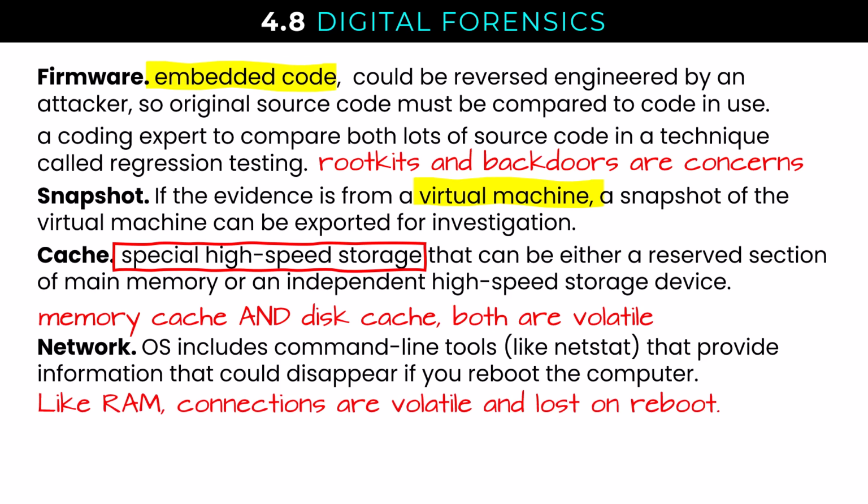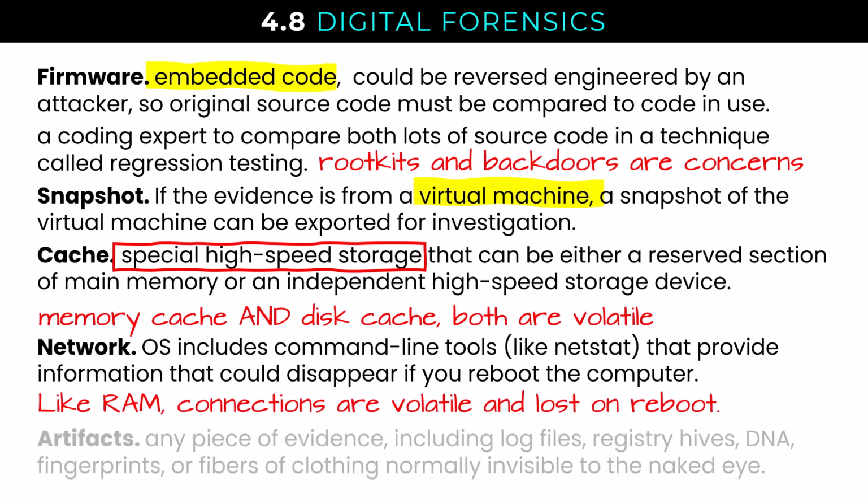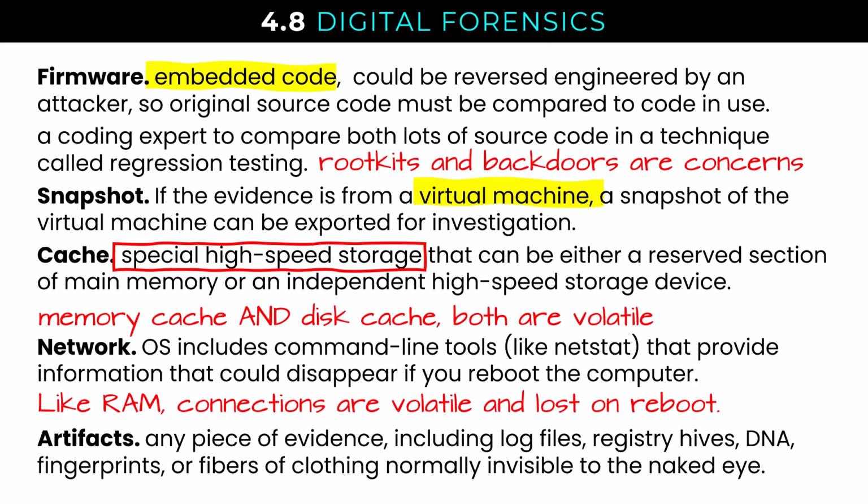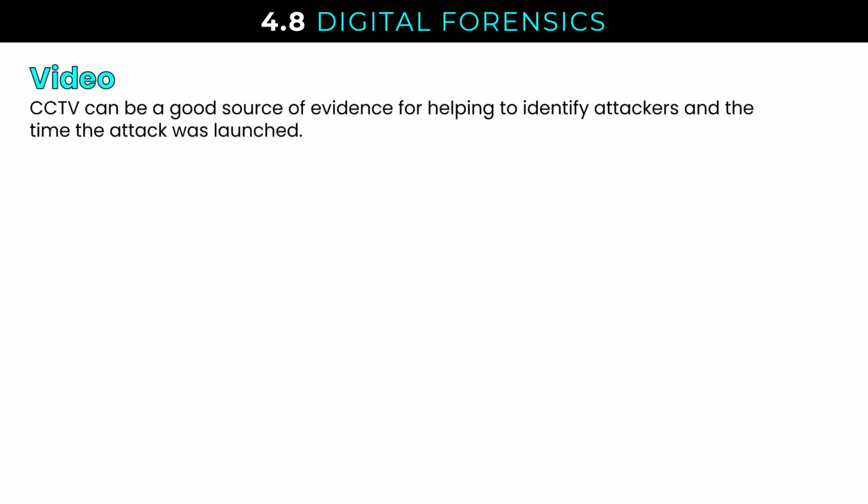When referring to evidence, you may hear the word artifacts, which can refer to any piece of evidence, including log files, registry hives, DNA, fingerprints, or fibers of clothing, invisible to the naked eye. Really, just about any piece of evidence. So when we're thinking about digital forensics and an attack, if there were physical aspects to this attack that we could catch on video, then CCTV could be a good source of evidence for helping to identify attackers and the time the attack was launched.